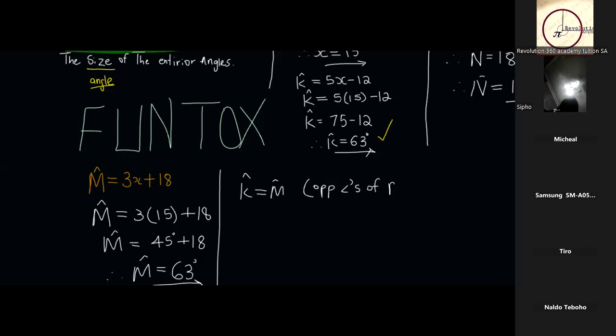And then look at this. We want to get the size of angle M. Remember, we got 63 for K. It means in the place of K, you're now going to write 63 degrees. It's equal to M. Therefore, angle M is equal to 63.